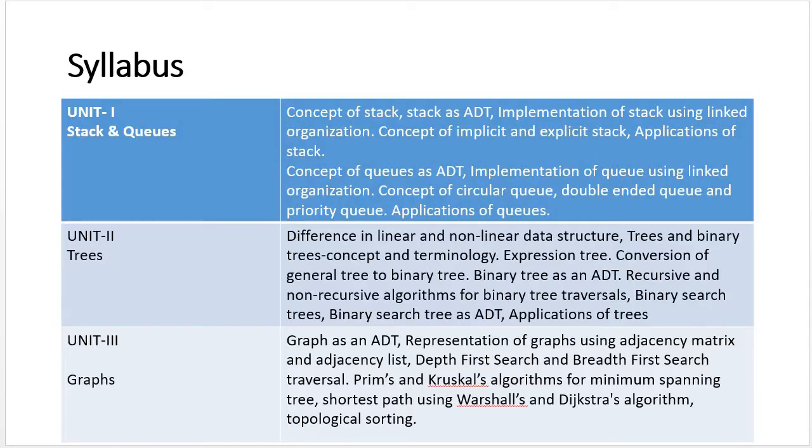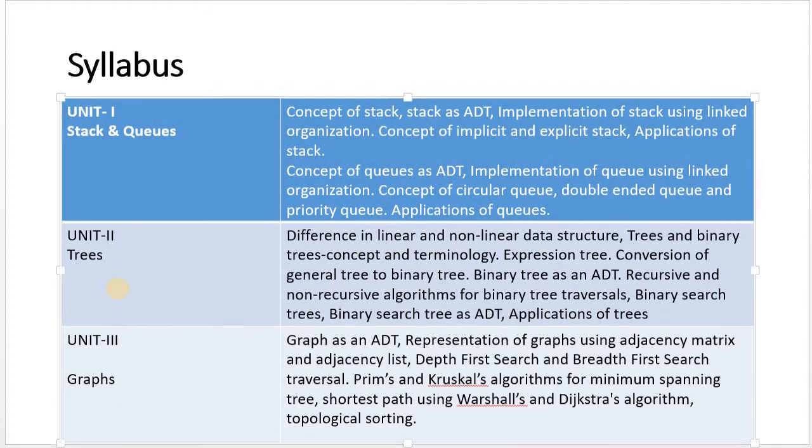The syllabus covers 6 units. In unit 1, there is the concept of stack and queue. In unit 2, there is the concept of non-linear data structures, that is trees. So you study the binary tree as an ADT, its recursive and non-recursive algorithms for binary tree traversals, binary search trees, binary search tree as an ADT, and application of trees.